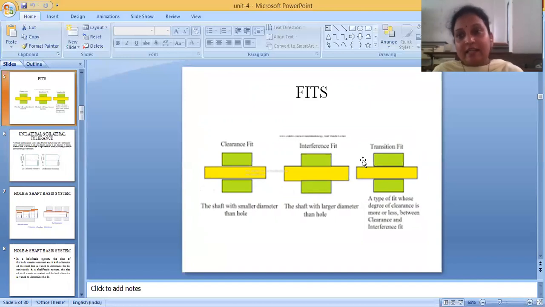And in case of interference fit, both the size of the hole and the size of the shaft will be almost near or the same. Okay, in transition fit, the size of the shaft will be more and the size of the hole will be less. And so we'll push it a lot in order to make it fit into that shaft. So these are three different types of fits we have: clearance fit, interference fit and transition fit.